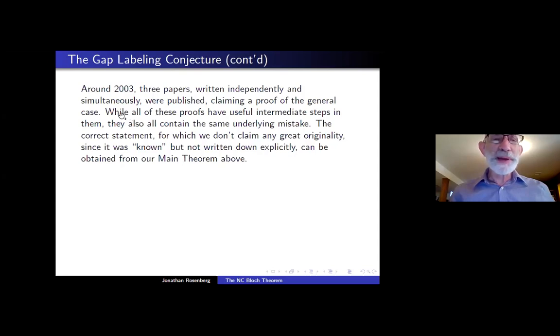And I hope Claude, you don't mind my mentioning that Claude Schochet, my co-author who's here at the seminar, wrote a featured review of these 3 papers in MathSciNet that explains how they got this great result of proving the general case of the gap labeling conjecture. And each one of the proofs has useful intermediate steps in it, but they all contain the same underlying mistake.